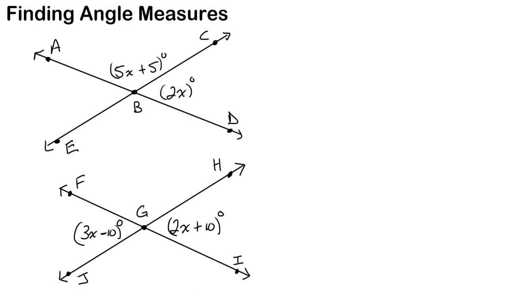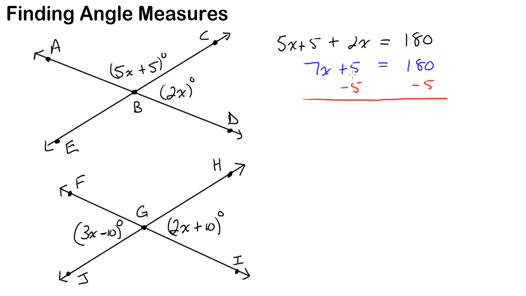So we can set this up as an equation. 5x plus 5 plus 2x must equal 180 degrees. And so now we combine like terms. We have 5x plus 2x, that's 7x plus 5 equals 180 degrees. Then we're going to subtract 5 from both sides, and we get 7x equals 175. And then we divide both sides by 7, and we get x equals 25. So we know that x equals 25, right?